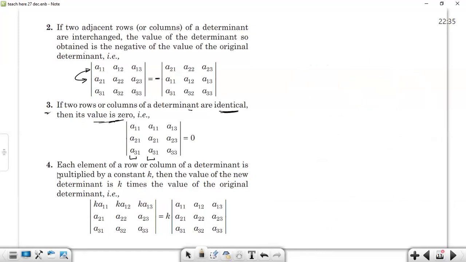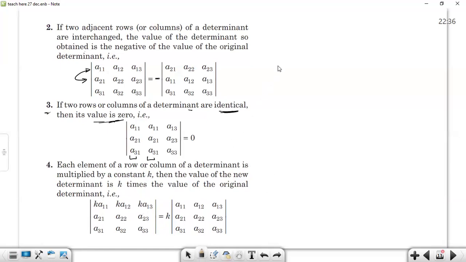Discussing the next property: if each element of a row or column of a determinant is multiplied by a constant k, then the value of the new determinant is k times the value of the original determinant. So if you are taking common, if you are dividing a particular row by k, then you multiply k raised to power 1 with the original determinant. Okay.